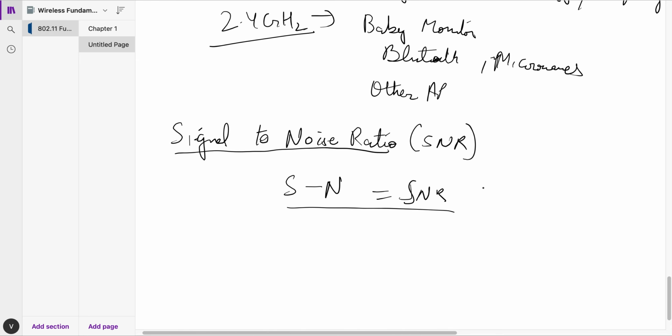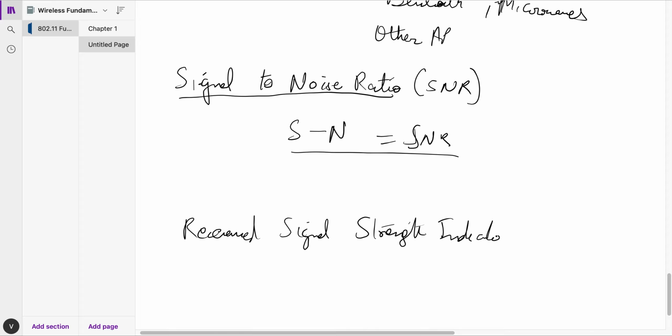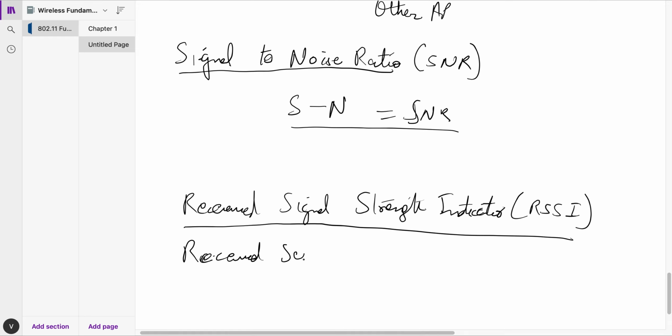Before I go into detail and give an example, I want to talk about received signal strength indicator, which is also called RSSI. Now, what is an RSSI value? Okay. To understand in detail what RSSI is, you have to understand the concept of receive sensitivity. Receive sensitivity is always at the receiver.